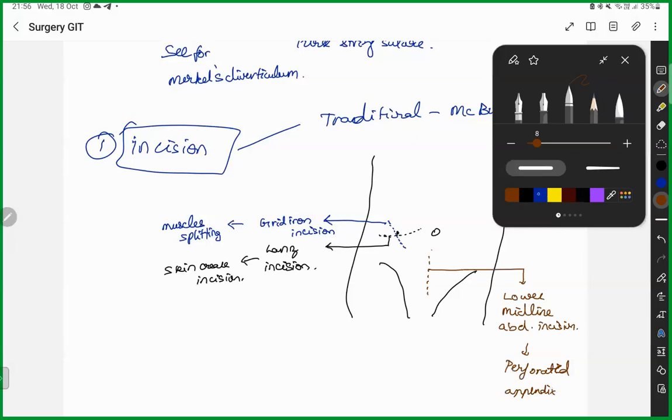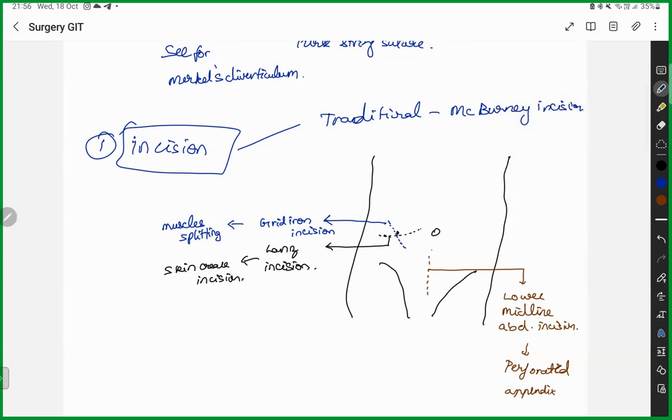I'll draw it for you. So this is going to be a Rutherford-Morrison incision. Again, this is going to be muscle cutting.